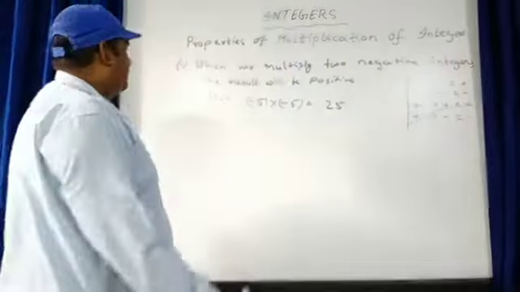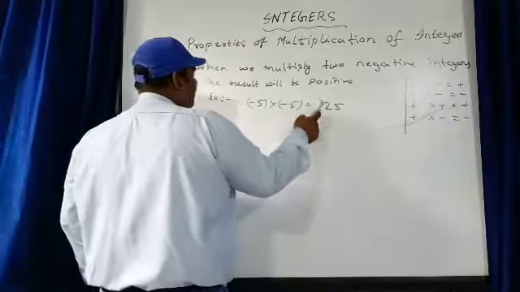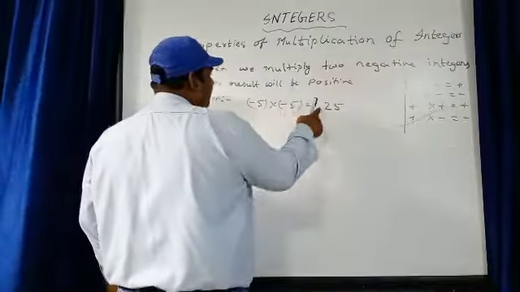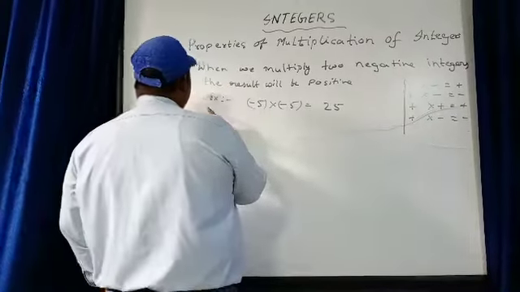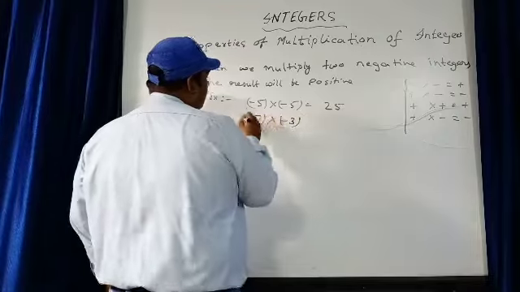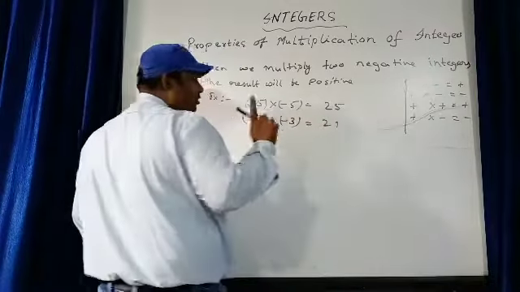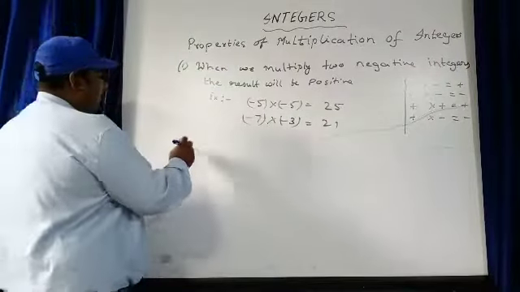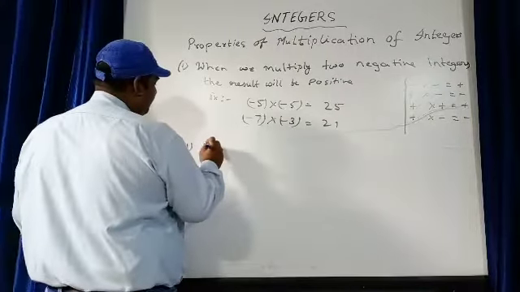Okay, let's see. 5 into 5, 25. Now minus into minus, it will be plus. And when we multiply, suppose here 7 into 3, then also it will be 21.